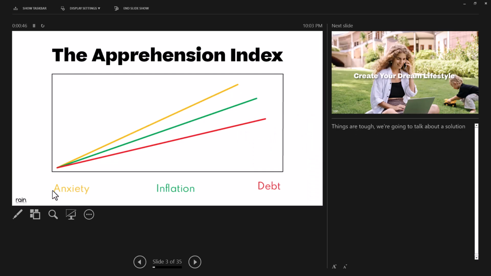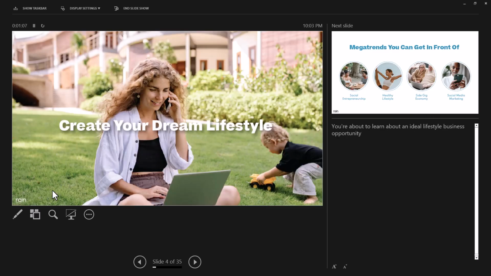At the same time, a lot of negative things happened. Anxiety is sort of off the charts because of all that. Inflation is very high. And people have gotten into a lot of debt because of all these things. But we're not here to talk about how tough it is right now, even though it has become that way. We're here to talk about a solution to all of those things by which you can create your dream lifestyle. You're going to learn about an ideal lifestyle business opportunity.